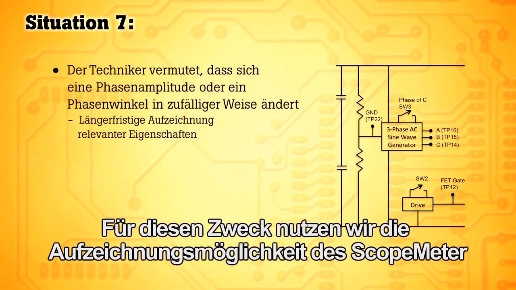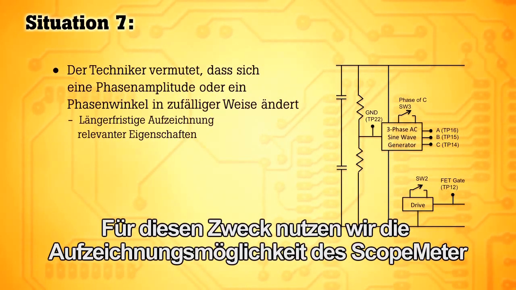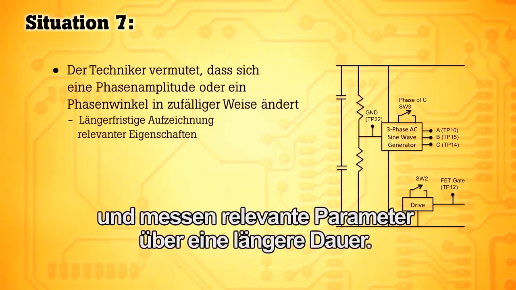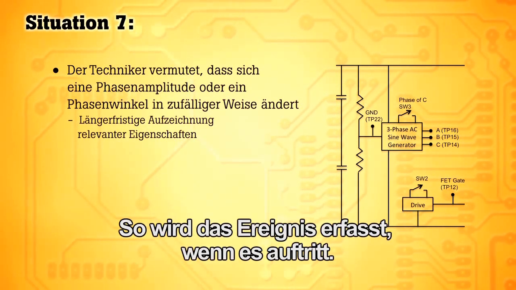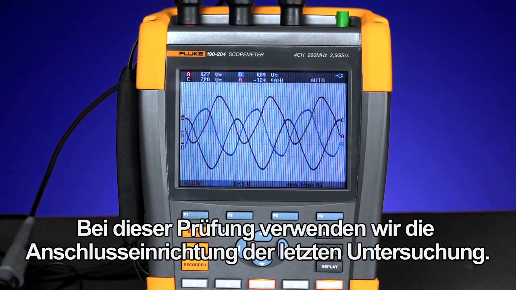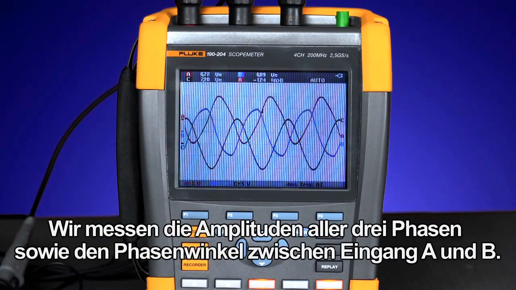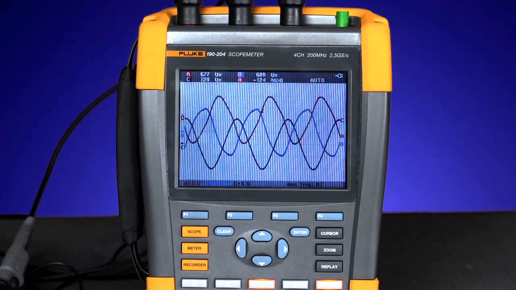For that, we'll use the scope meter's recording capabilities to measure our key parameters over a long period of time and capture the event whenever it happens. For this test, we'll be using the previous setup to measure the amplitude of the three phases, as well as the phase angle between input A and B.